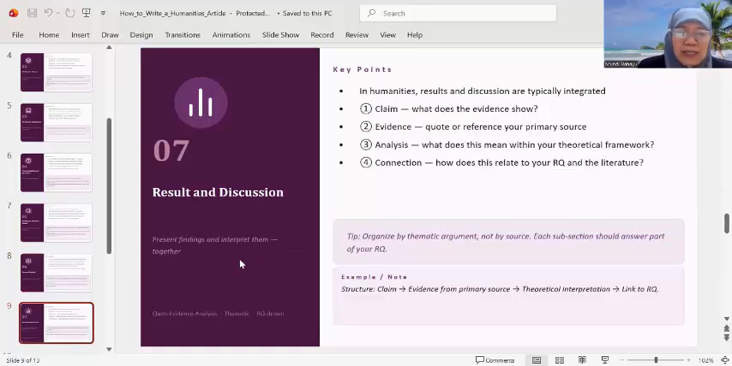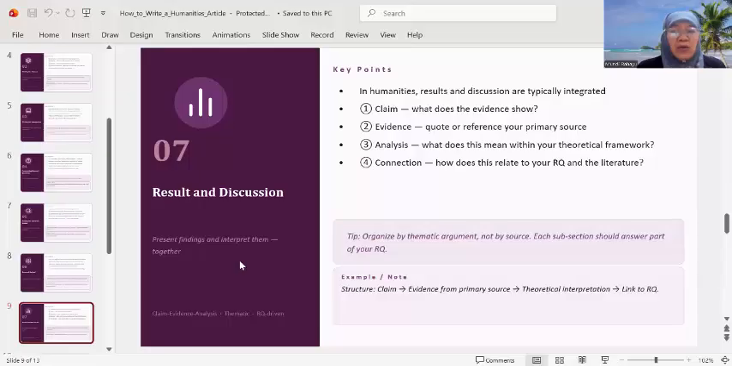The next is writing the result and discussion. So in result and discussion, you are presenting the findings and interpreting them together. The key points here are, in humanities, result and discussion are typically integrated, not separated. But the main points here are, first, the claim. What does the evidence say? Evidence, quote or reference your primary source. So this is the evidence, the result.